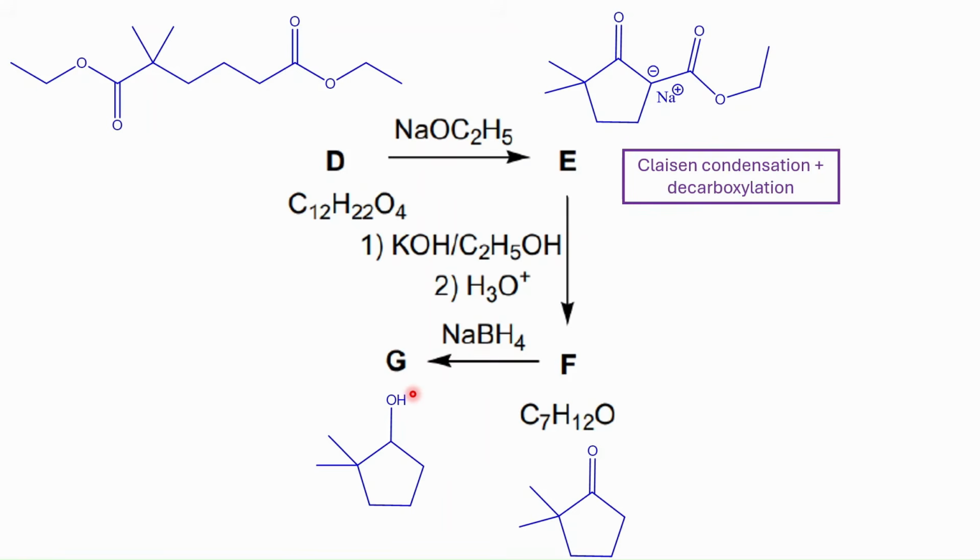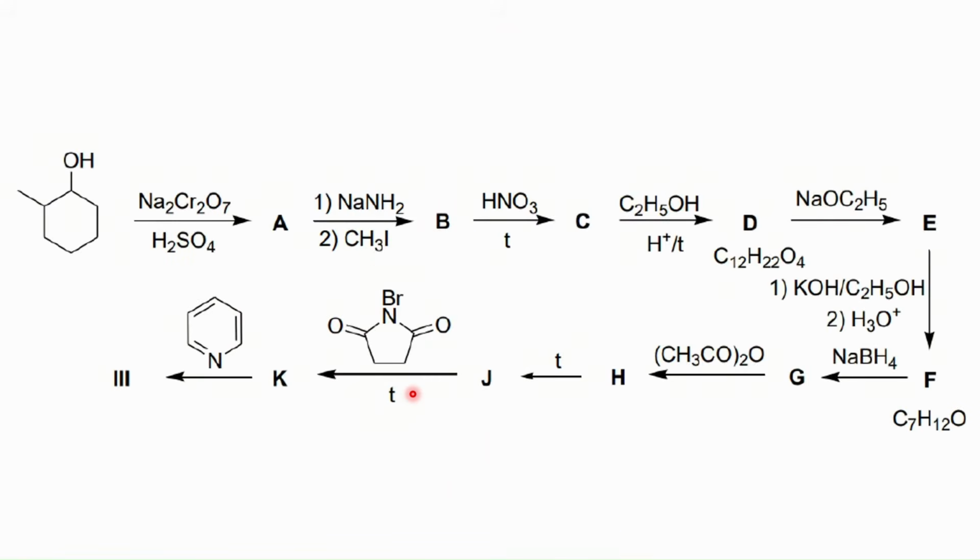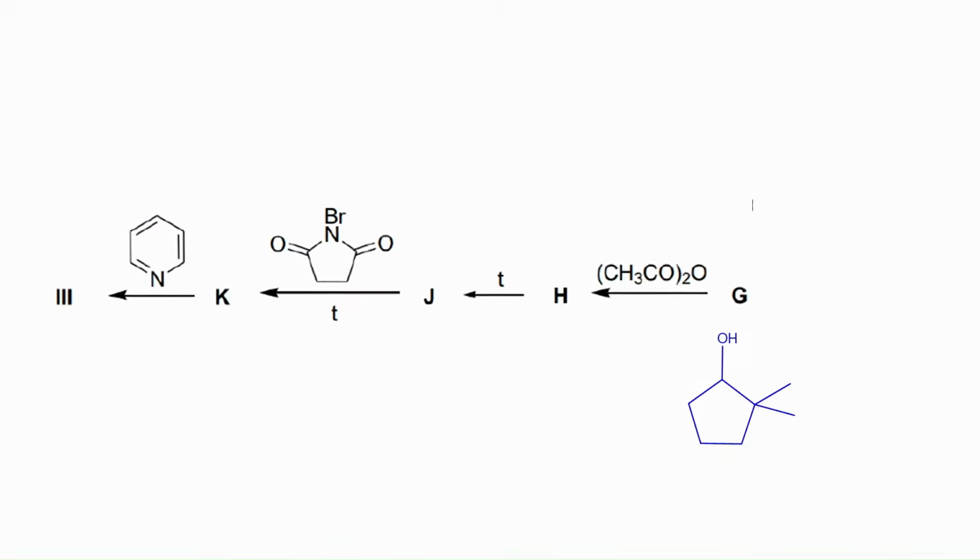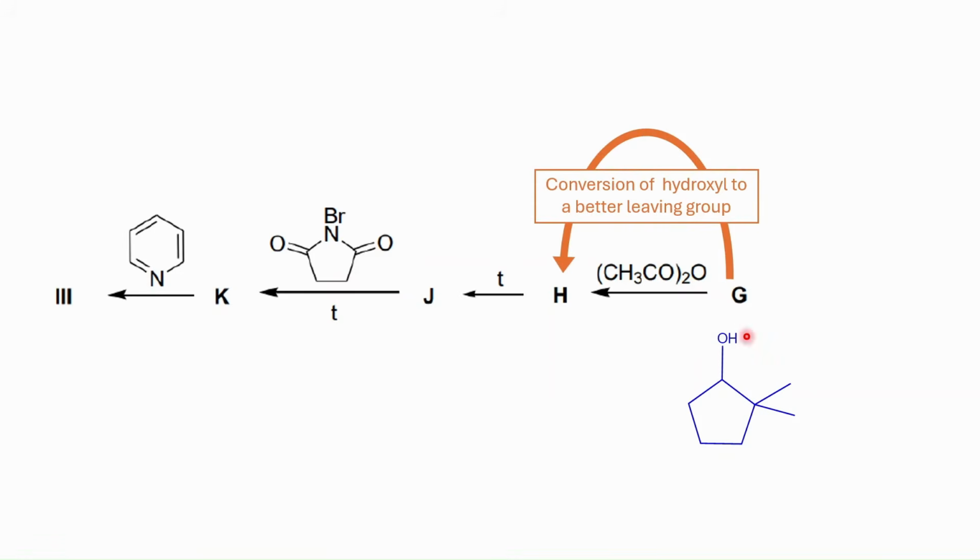So let us zoom out and see the overall synthesis again. We found all the way until G. Let us focus on the last part of the synthesis, from G to compound 3. We have the structure of G as a secondary alcohol. We already know that. What's going to happen in case this is anhydride and this is alcohol? We are going to convert the hydroxyl group into a better leaving group, an ester, so that in upcoming reactions it can leave better, because the hydroxyl group itself is a really bad leaving group.